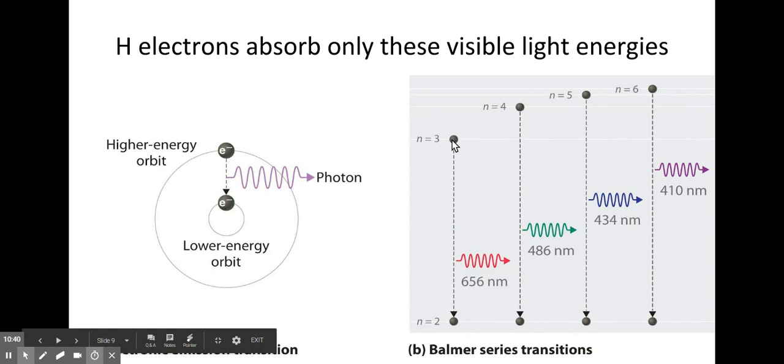There's no such thing as a n equals 3.5. You can't make that particular energy of light. You can only have these very specific quantized amounts of energy.